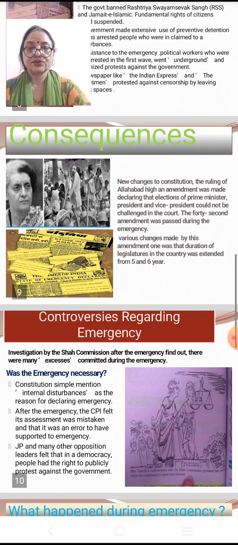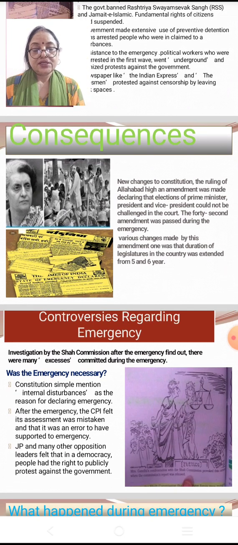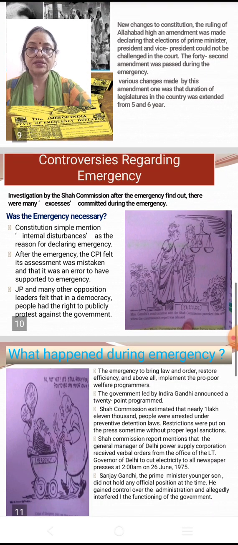Consequences. What were the consequences? The consequences were these: new changes to the constitution. Following the ruling of the Allahabad High Court, an amendment was made declaring that elections of the Prime Minister, President and Vice President could not be challenged in court. This amendment was done, and the time period was also increased from 5 years to 6 years. Like this, many amendments were made after declaring the emergency, and these were mostly in favor of the government. What were the controversies of the emergency regarding it?